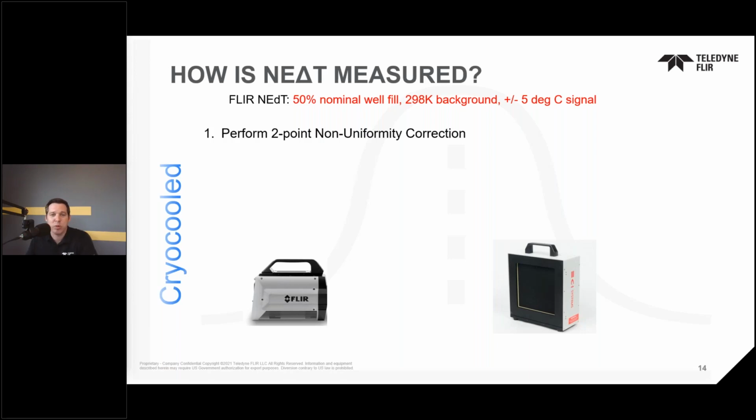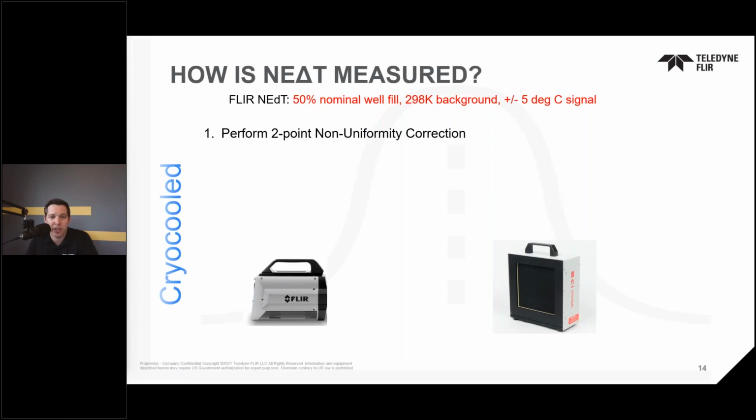Measuring NEDT is relatively straightforward with a cooled camera because it's easy to get to the raw A to D counts coming from the detector. At a high level, a 2-point non-uniformity correction is performed to obtain a uniform image, like we just talked about. Then 3 sets of data are taken using the camera's digital data output.